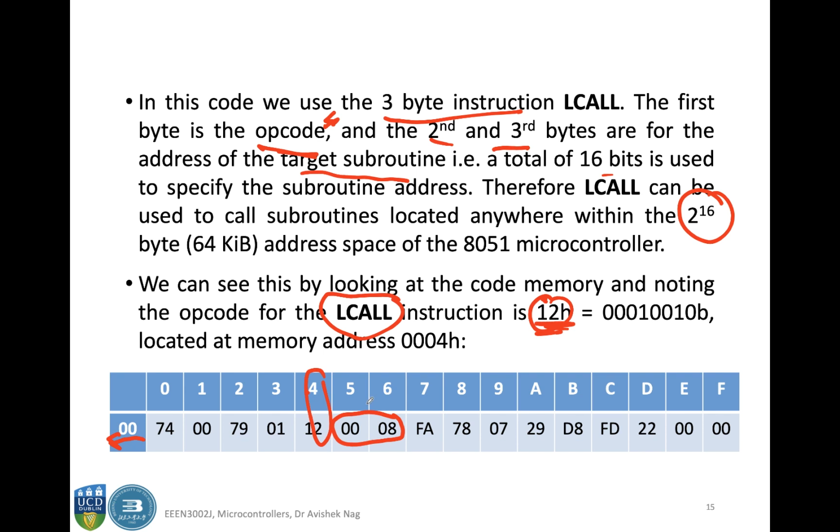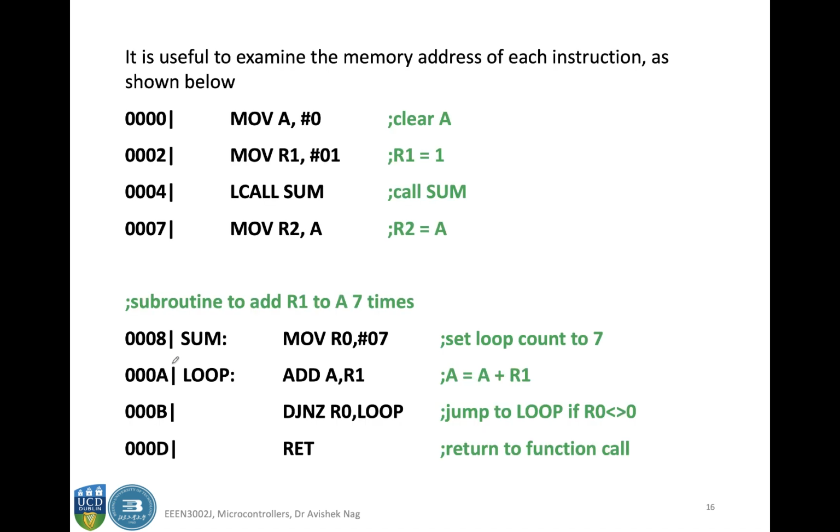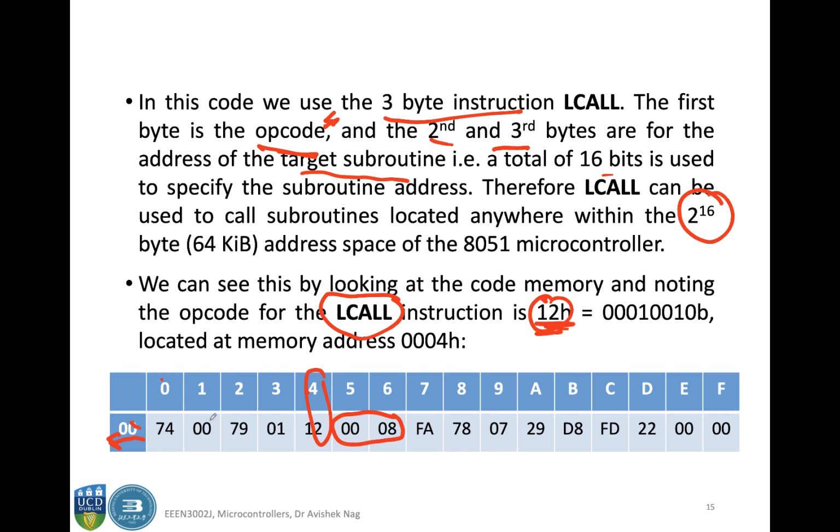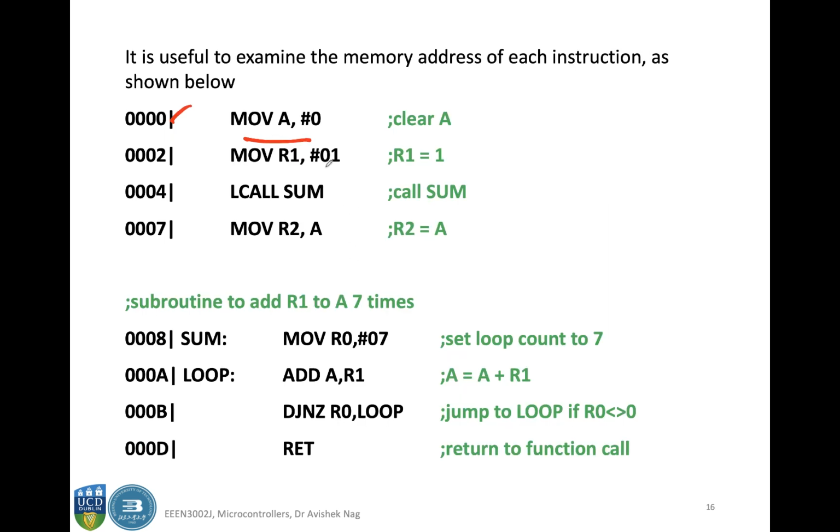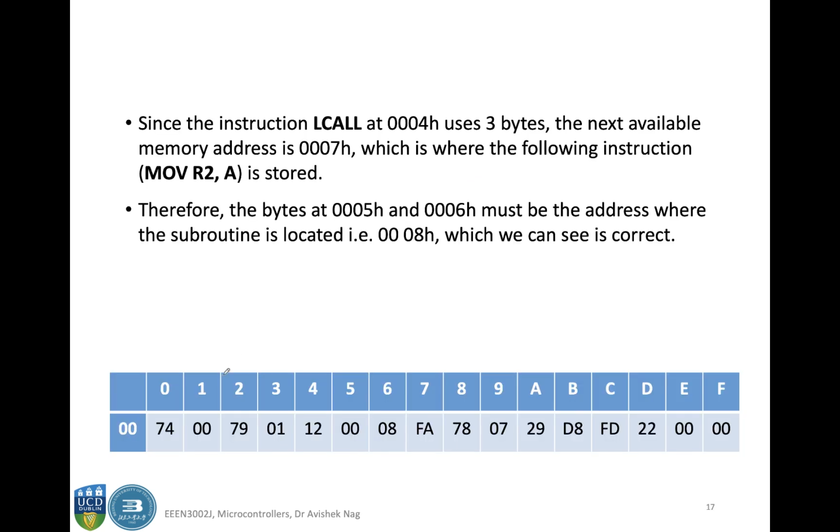If you start your code from 0000 like this, this is your MOV A. This is a 2-byte instruction. So you can see that the 2 bytes corresponding to the first instruction, move to A, are here. This is the opcode and this is the data that you are actually moving. You are moving 00 to A. So the first 2 bytes are gone for this.